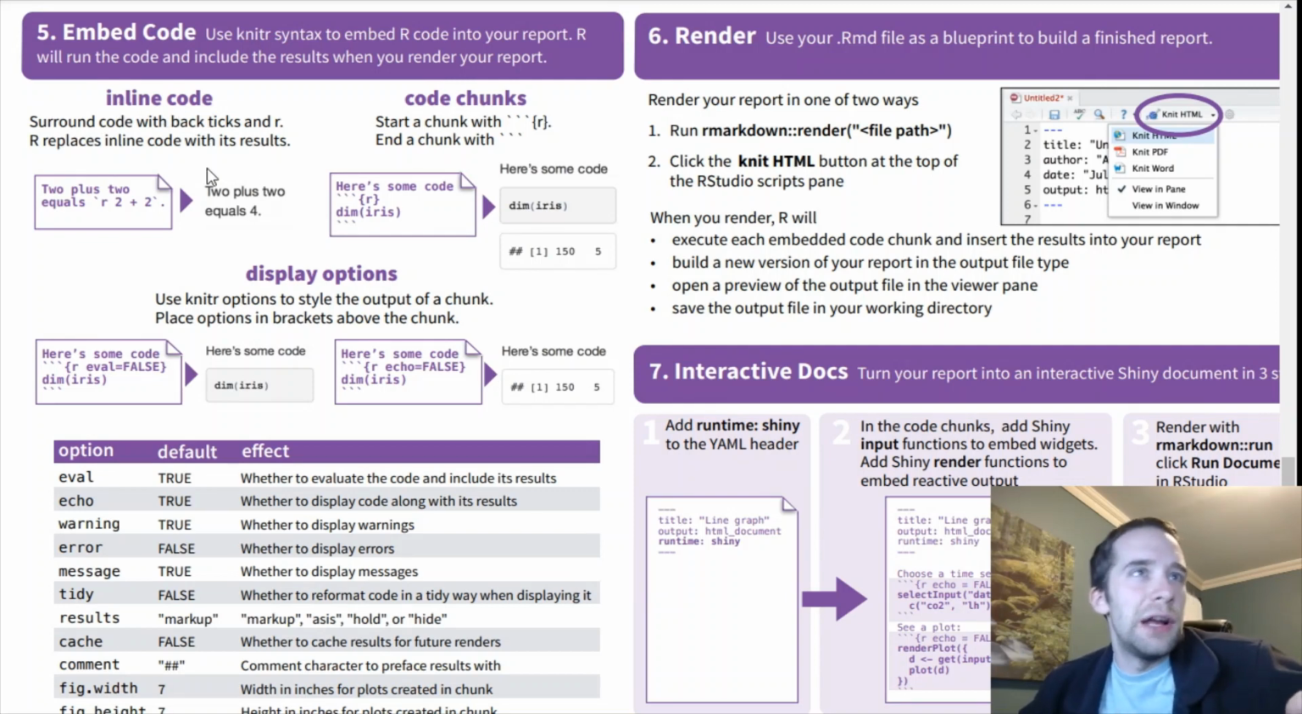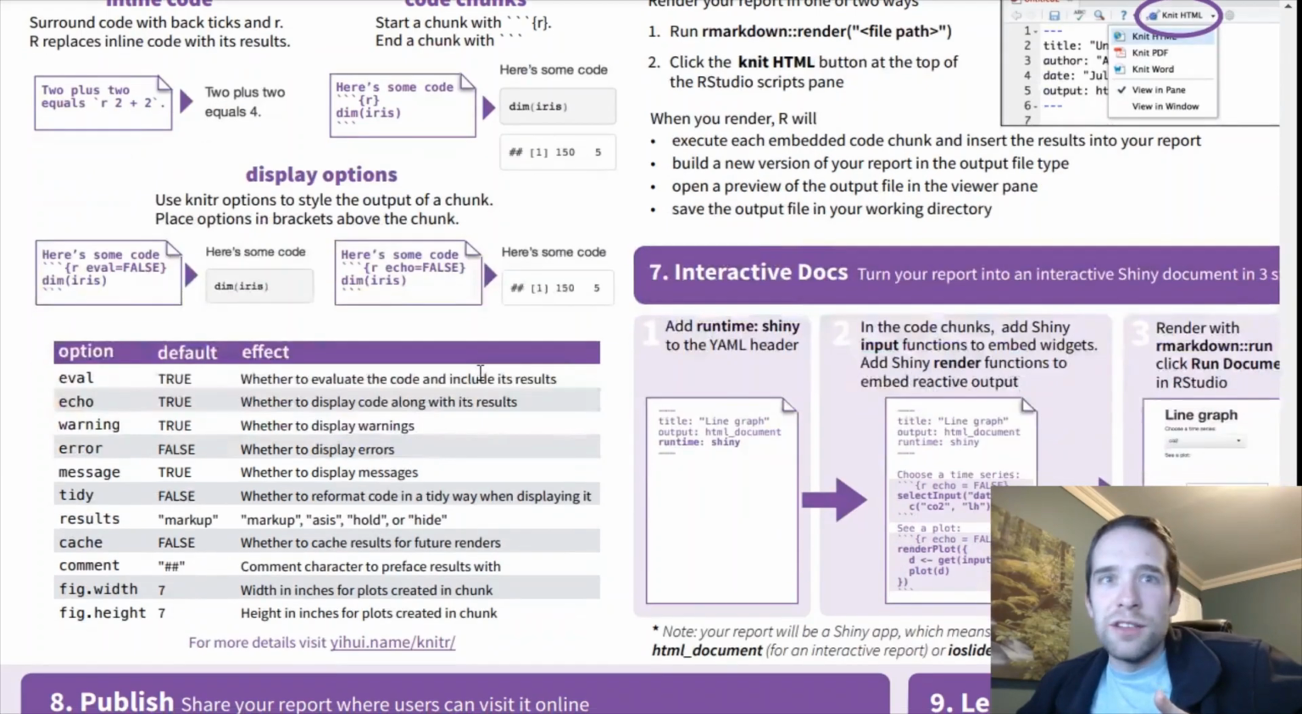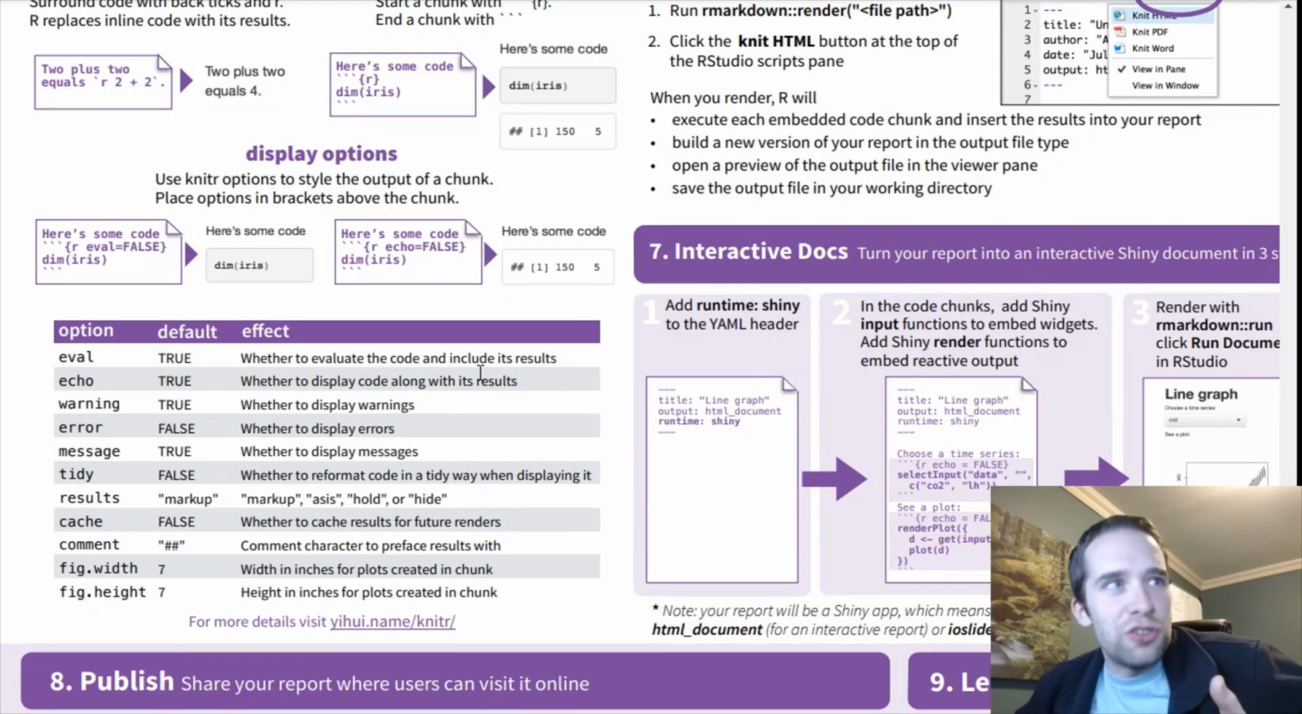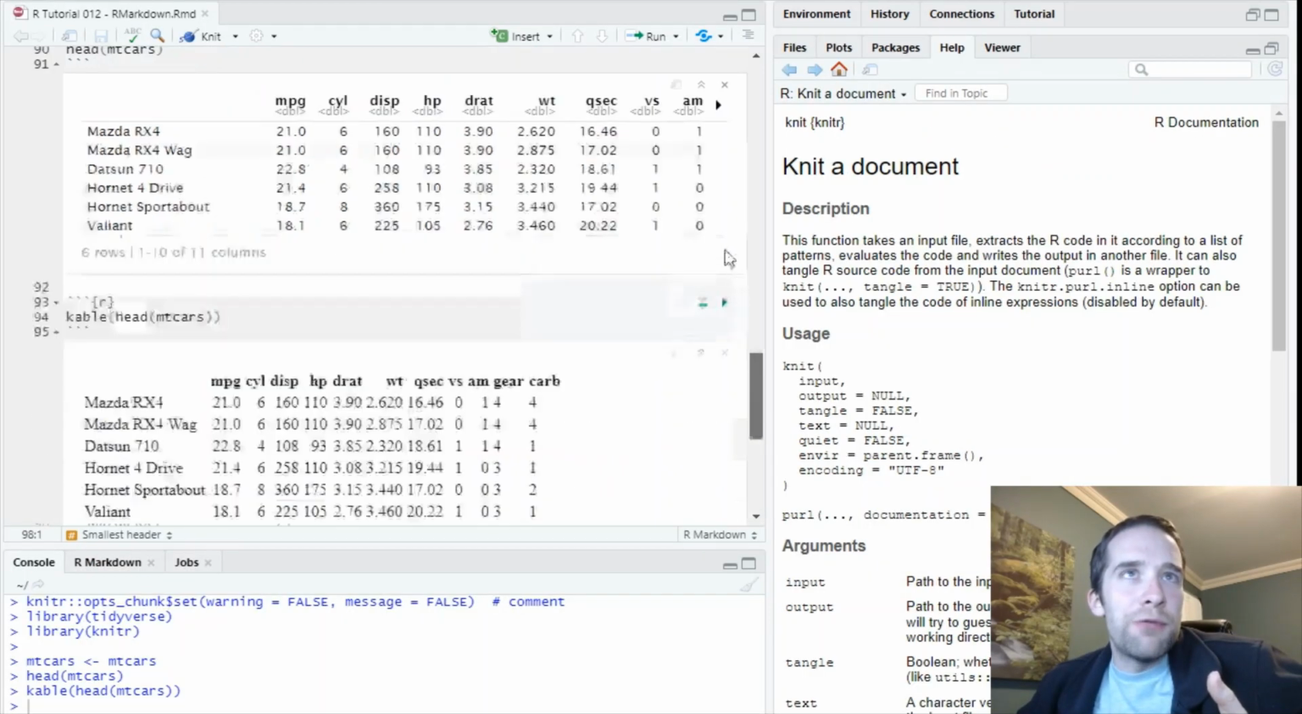Going down to number 5 here, it will walk you through embedding code. So with the inline code or the code chunks, as I showed you before, then you've got these display options here with eval equals false and then echo equals false. Now, the options are actually one thing that I really want to highlight, because this is not something I went through quite as much inside the document here, but these are options that you can set up either to the code chunk or globally.